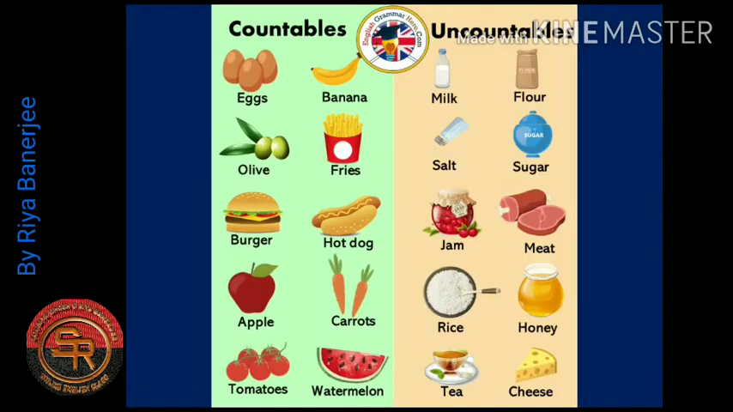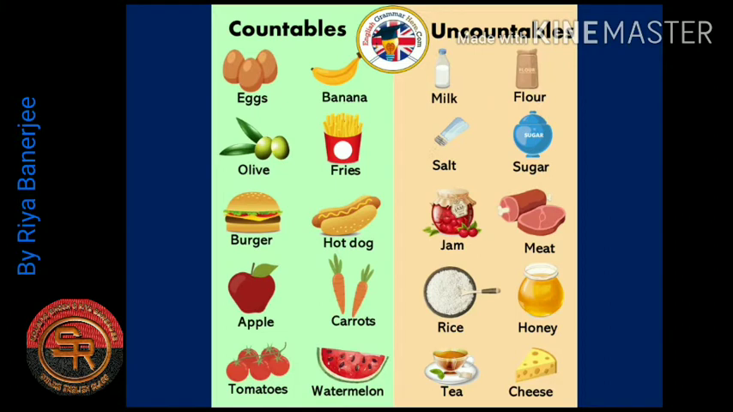Let's begin with the examples of countables and uncountables. Countables are those which we can count, and uncountables are those which we cannot count. At first, we can see 3 eggs, 1 banana, 2 olives, a few fries, a burger, 1 hot dog, an apple, 2 carrots, 5 tomatoes, and a watermelon. All of these we can count.